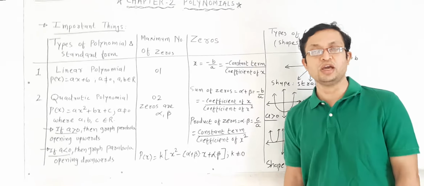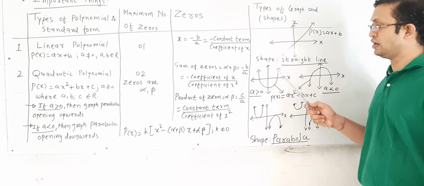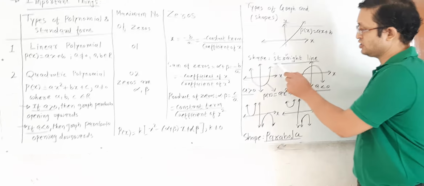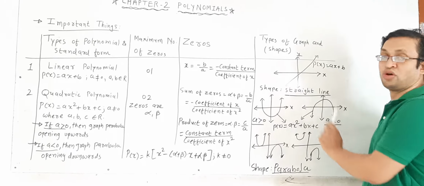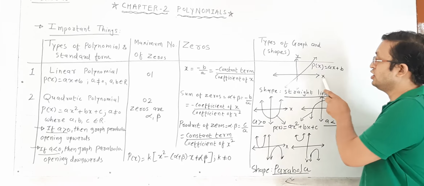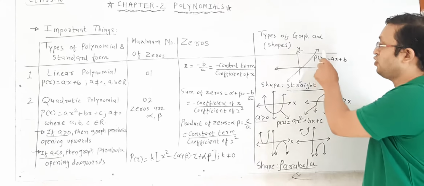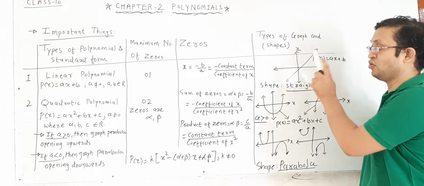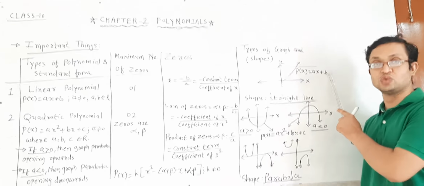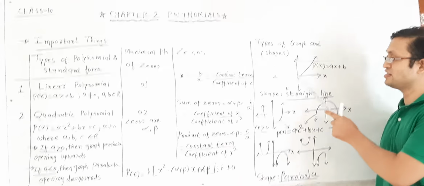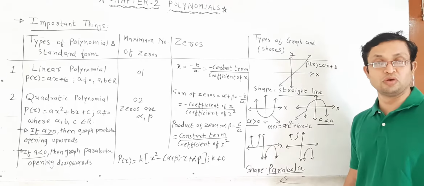The graph of a linear polynomial is always a straight line. To draw the graph in two dimensions, we use the x-axis and y-axis. Remember this: the graph of the linear polynomial p of x equal to ax plus b intersects the x-axis at only one point. Therefore, this point is the zero of the polynomial.